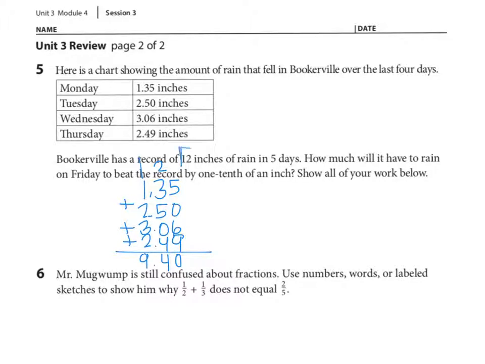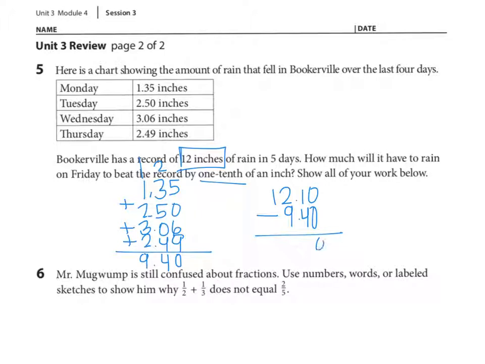The record was 12 inches, and I want to beat the record by 1/10. So what I want is for there to be 12 and 1/10, which is also 10/100. So I'm going to find the difference between our current total and what I want the record to be, to see how much it needs to rain.